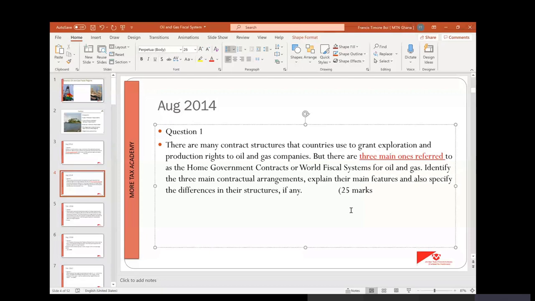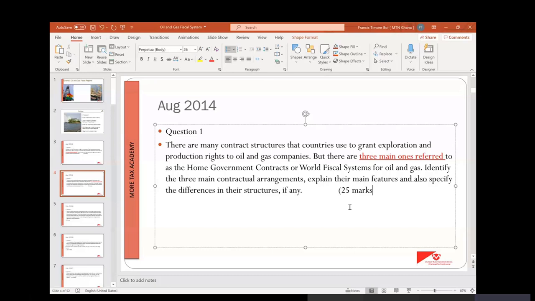They are referred to as host government contracts or world fiscal systems for oil and gas. Identify the three main contractual arrangements, explain their main features, and also specify the difference in their structure, if any. Yet still, in 2016, we asked another question in the same area.